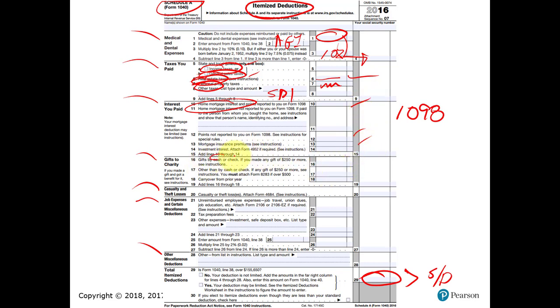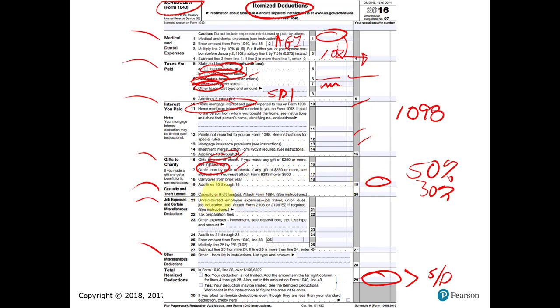Charity, cash, and non-cash will determine possibly different levels of what you can claim. It's not in the calculation here, but typically you may be limited, and we'll learn this in the itemized chapter, 50% AGI or 30% AGI, depending upon what you donate and possibly who you donate to will determine these percentages that you report here. No more than 50 or 30% of your AGI.